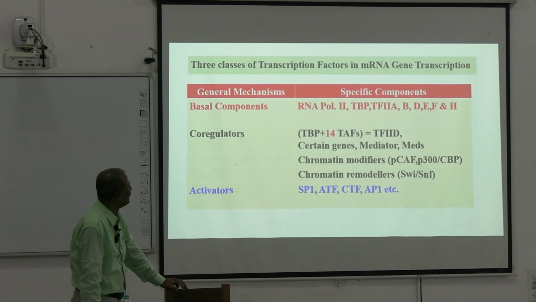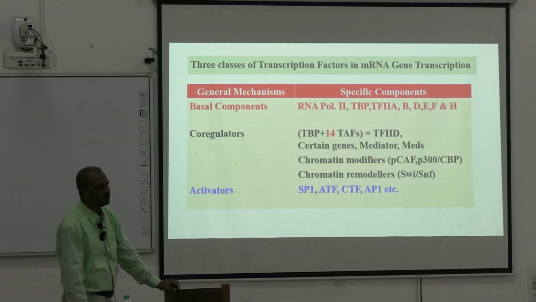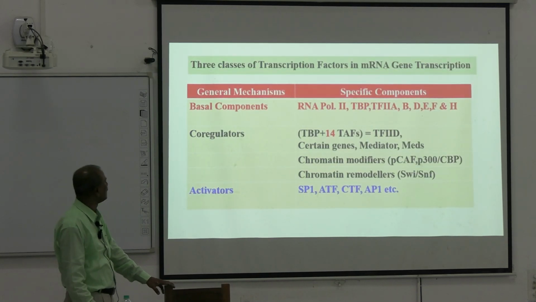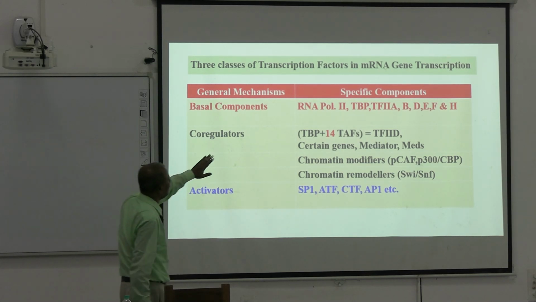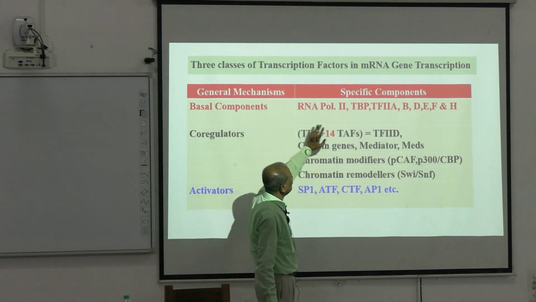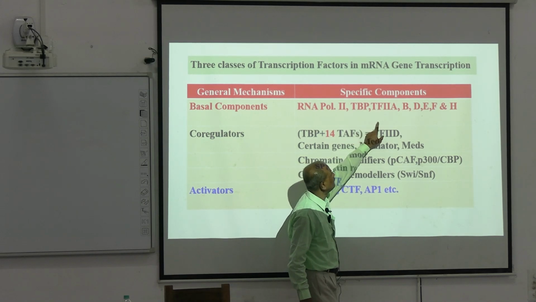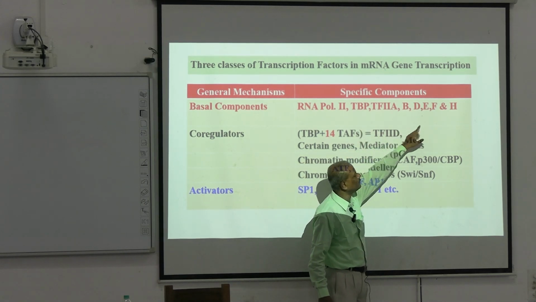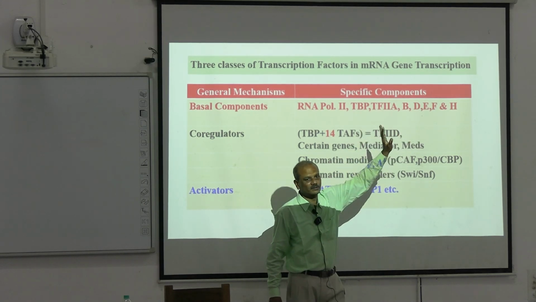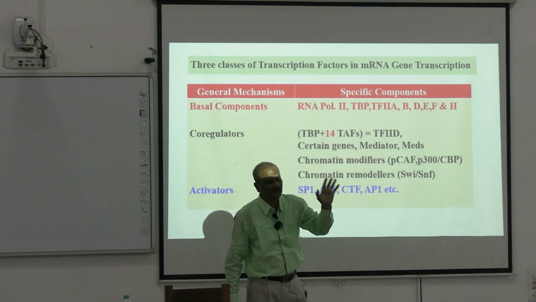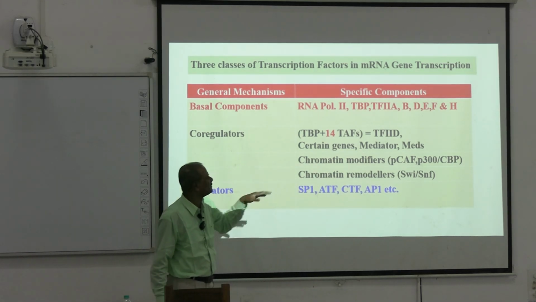Basal component, there are transcription factors. So these 6 factors, this RNA polymerase 2, TATA binding protein, A, B, D, E, F, H, these you must remember. I have repeatedly told this at least 6 to 7 times.